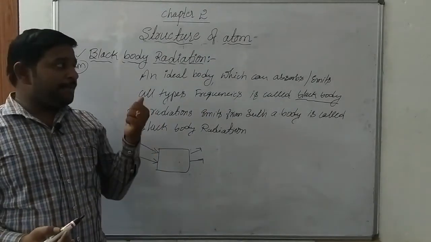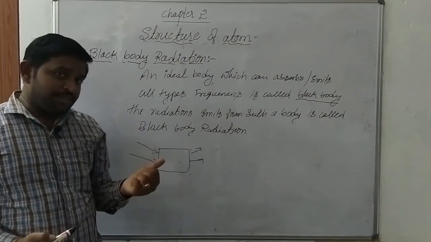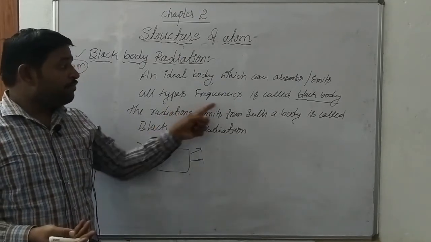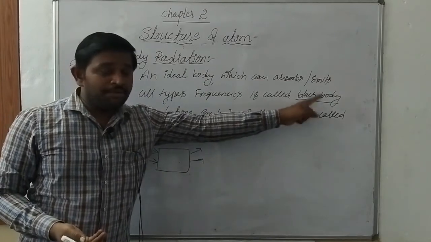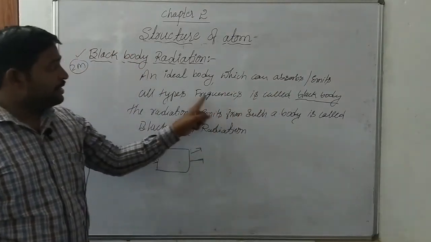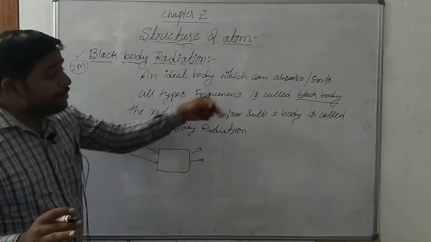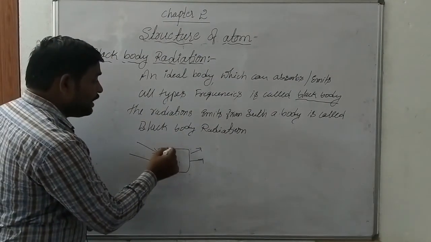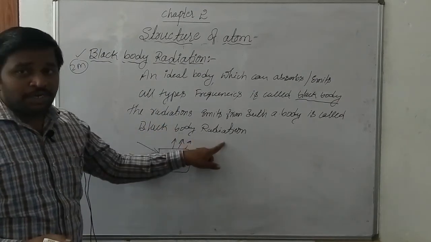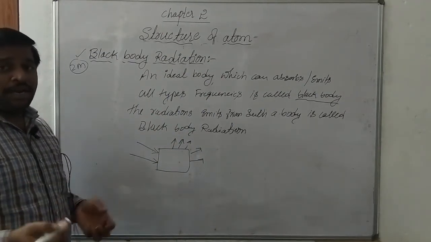A black body is a black colored layer which has the tendency to absorb sunlight on its surface, or it can emit radiations from that body. Such a body which can absorb all types of frequencies or emit all types of frequencies is an ideal body called a black body. The radiations emitted from such a body are called black body radiations.